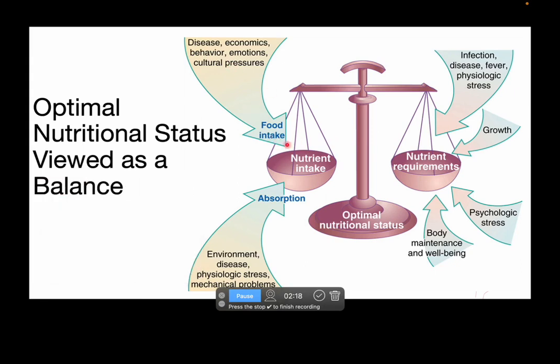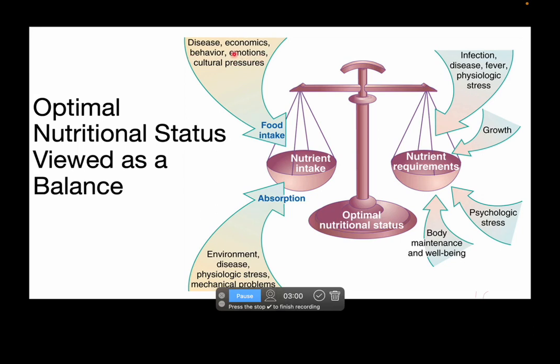So food intake is the most obvious nutrient intake, but this can be affected by diseases, economics, behavior, emotions, and cultural pressures. Some diseases that could affect food intake could be if someone is in treatment for cancer and on chemotherapy, they may have lower food intake because the chemotherapy makes them feel sick. For economics, it could be something like the person doesn't have enough money to have adequate nutrient intake. Behavior could be they maybe are not eating enough because they're trying to lose weight, or maybe they're eating too much.